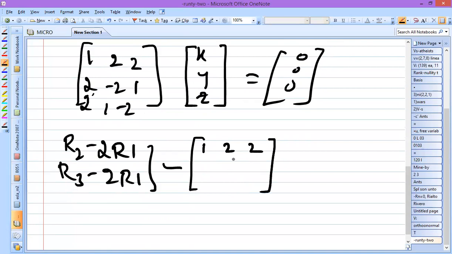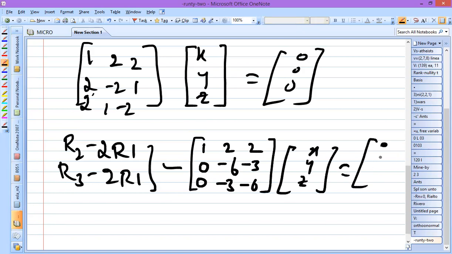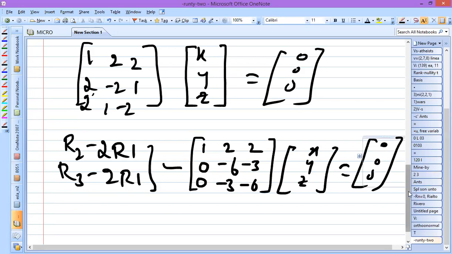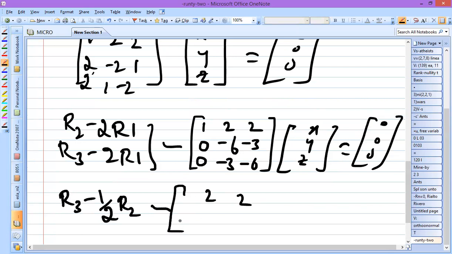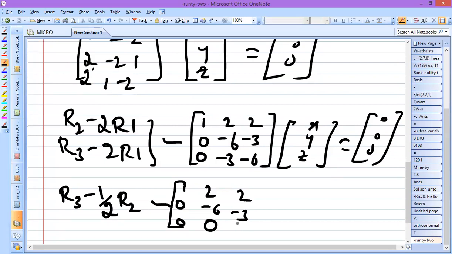1, 2, 2 will remain the same. In the second row, it will give 0, minus 6, minus 3 and 0, minus 3, minus 6 into x, y, z is equal to 0, 0, 0. So still no row is 0. So let us now apply R3 minus 1 by 2 R2. If we do this, what do we get? 1, 2, 2 remains the same. 0, minus 6, minus 3 remains the same. Now the third row becomes 0, 0, minus 9 by 2. So only this much we can do.